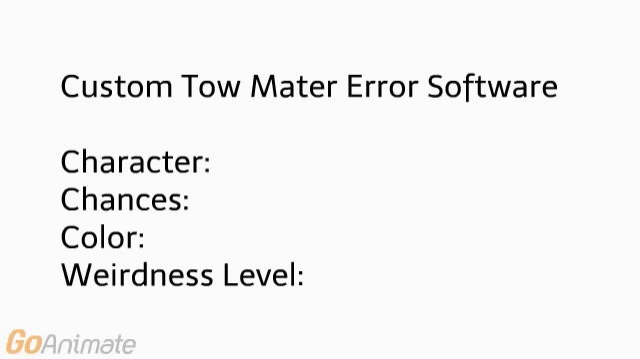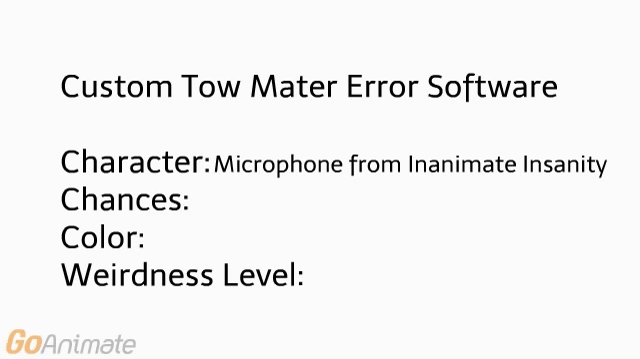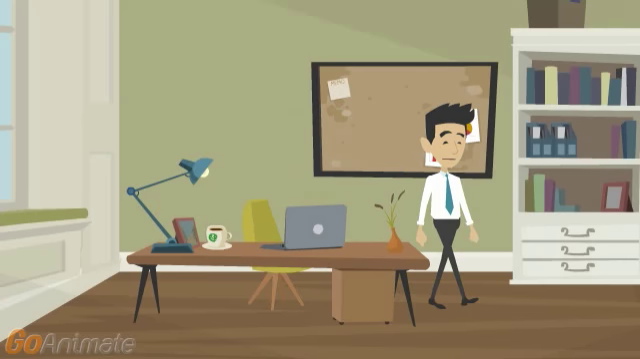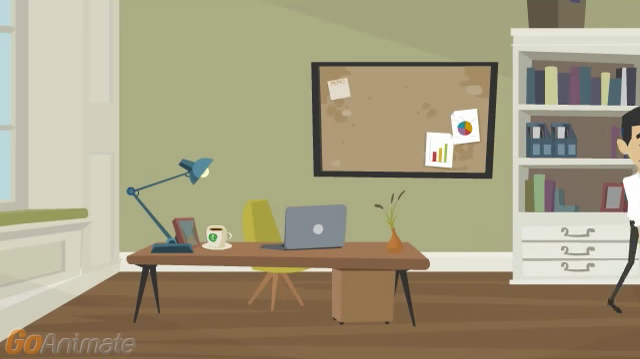Okay, what character should I choose for my error? Using tomato seems pretty cliche. I should use something else. Microphone from Inanimate Insanity. But it's not 4-0-2 time yet. Shut up. One chance, white color, and 100 times weird. This will be so funny to put on Kimberly's computer. Okay, I put it on her computer. Now it's time to go hide.